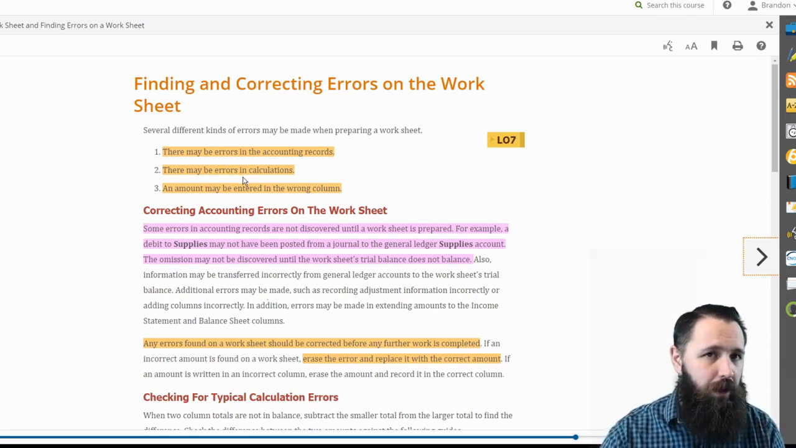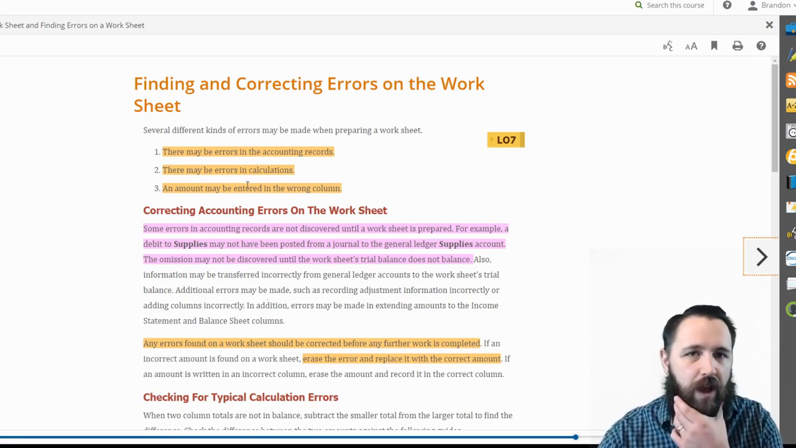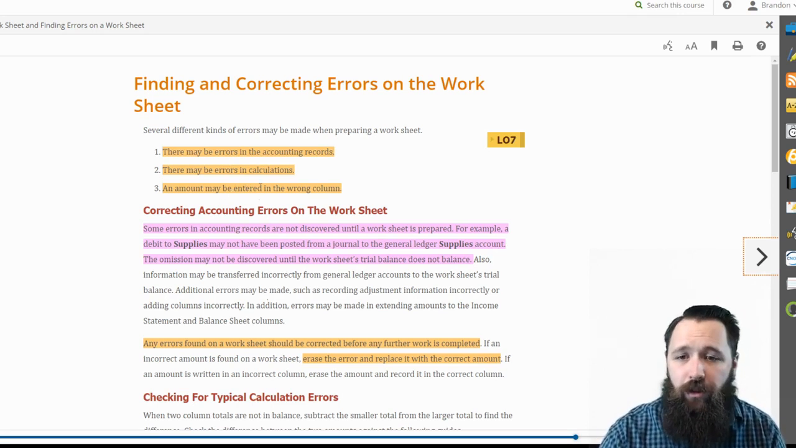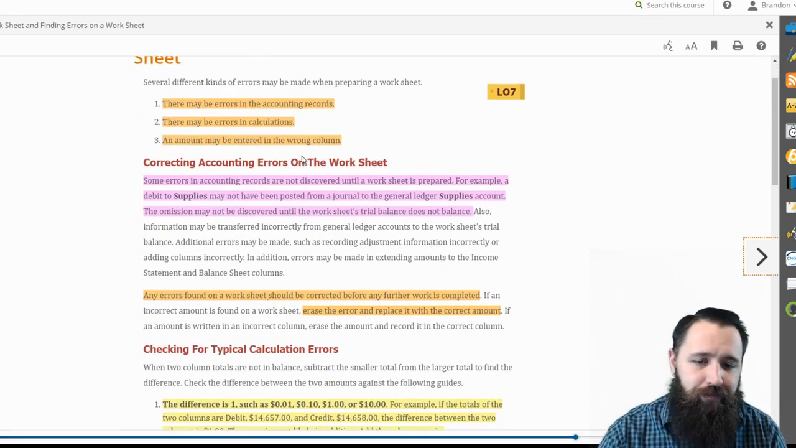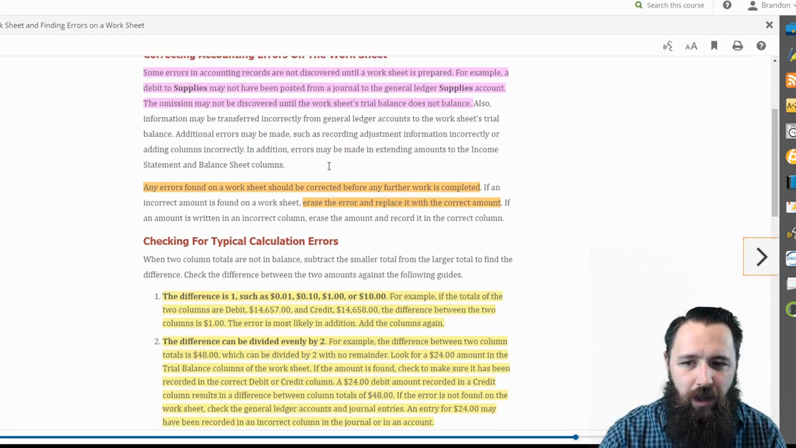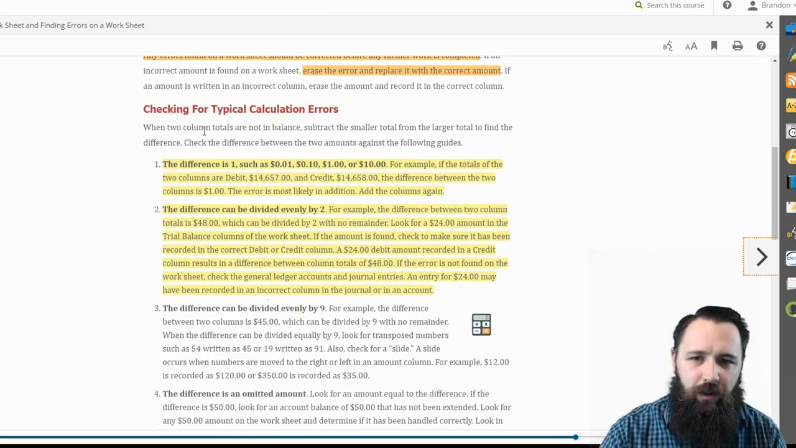There may be errors in calculations. Maybe you've recorded your adjustments wrong. Maybe you added or subtracted wrong. It's always a possibility. And an amount may be entered in the wrong column. Always something to look at, right? If we look here, it tells us different ways that we can correct those worksheets. I'll let you guys look through that, because this is getting a little bit long.